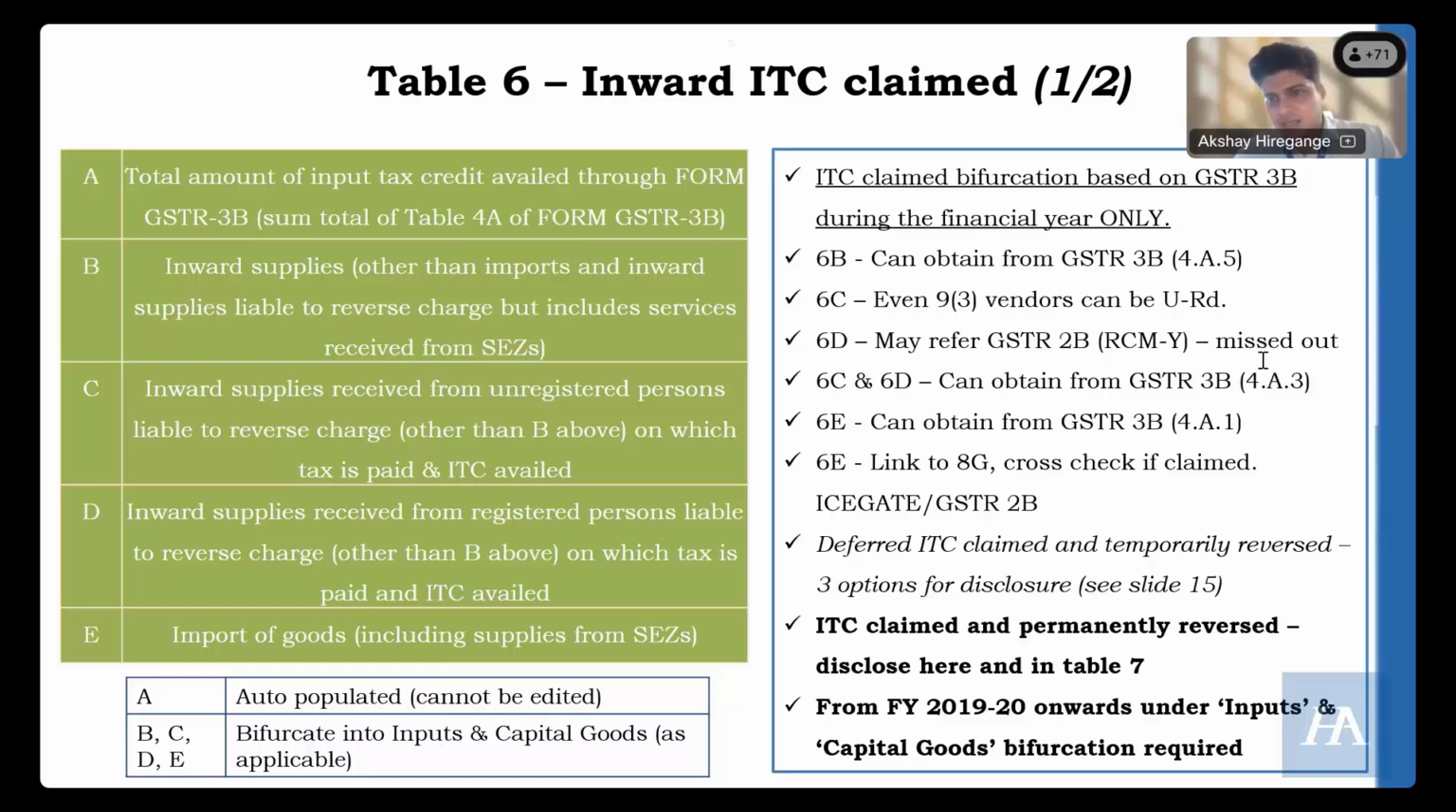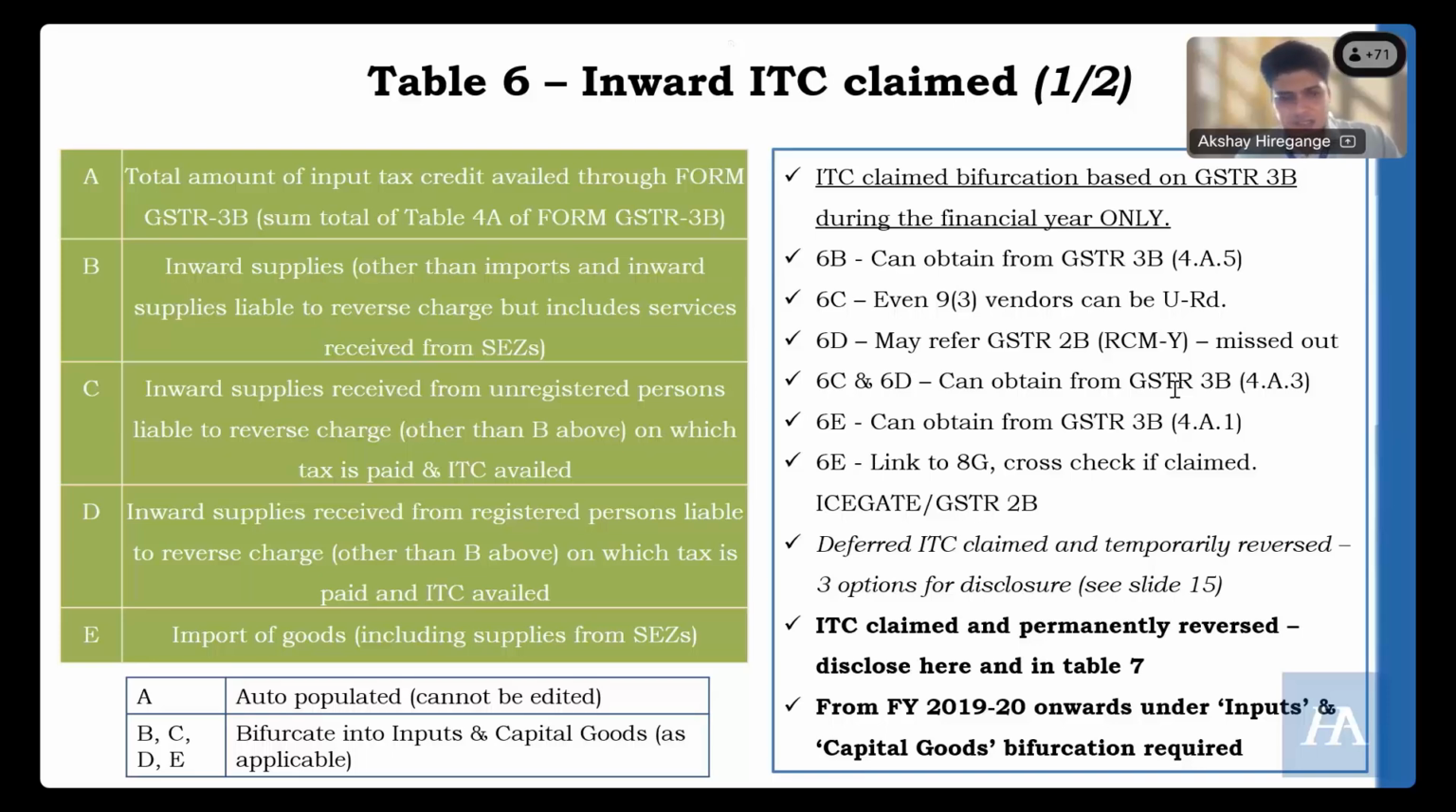If we have ITC claimed, reversal, reclaim, what should be the appropriate columns? I think I have explained this, sir. If you have still not understood, you can please drop me an email. This PPT also will be shared with everyone so that you can go through it in an in-depth manner.